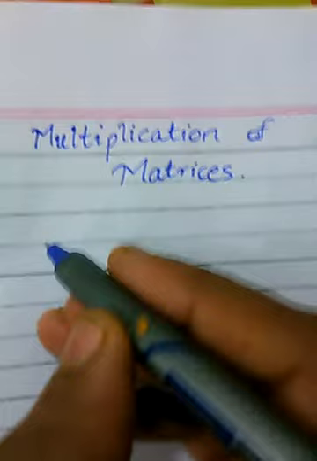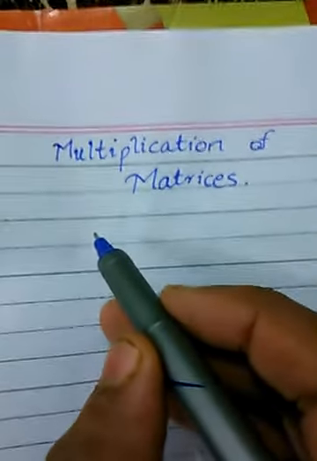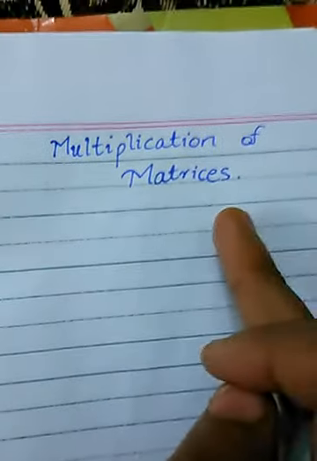Two matrices are compatible for multiplication when the number of columns in the first matrix is equal to the number of rows in the second matrix.